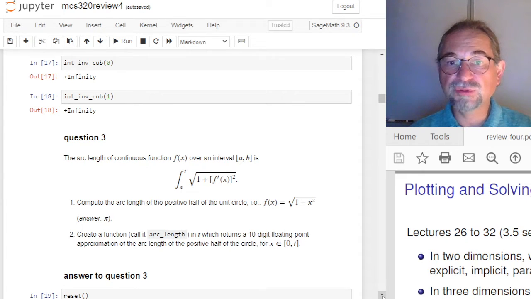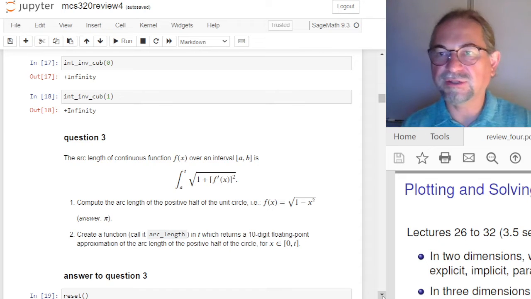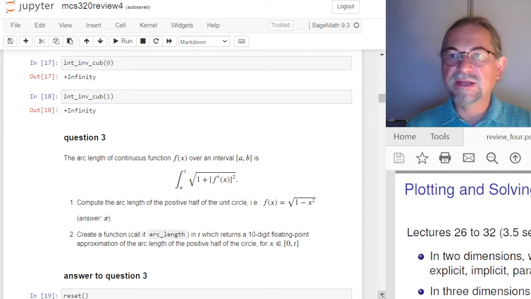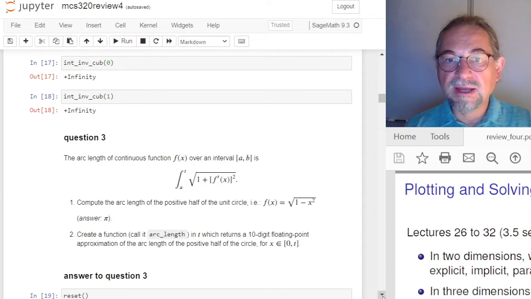If you apply this to the arc length of the circle, and if the t is pi, so you know that the unit circle has area pi, we used this already, but the length of the circle, the circumference, is 2 times pi. So this is a test case that we are using here. And essentially this is also a test on numerical integration. So define a function arc length that gives you a 10-digit floating point approximation for any value of t.